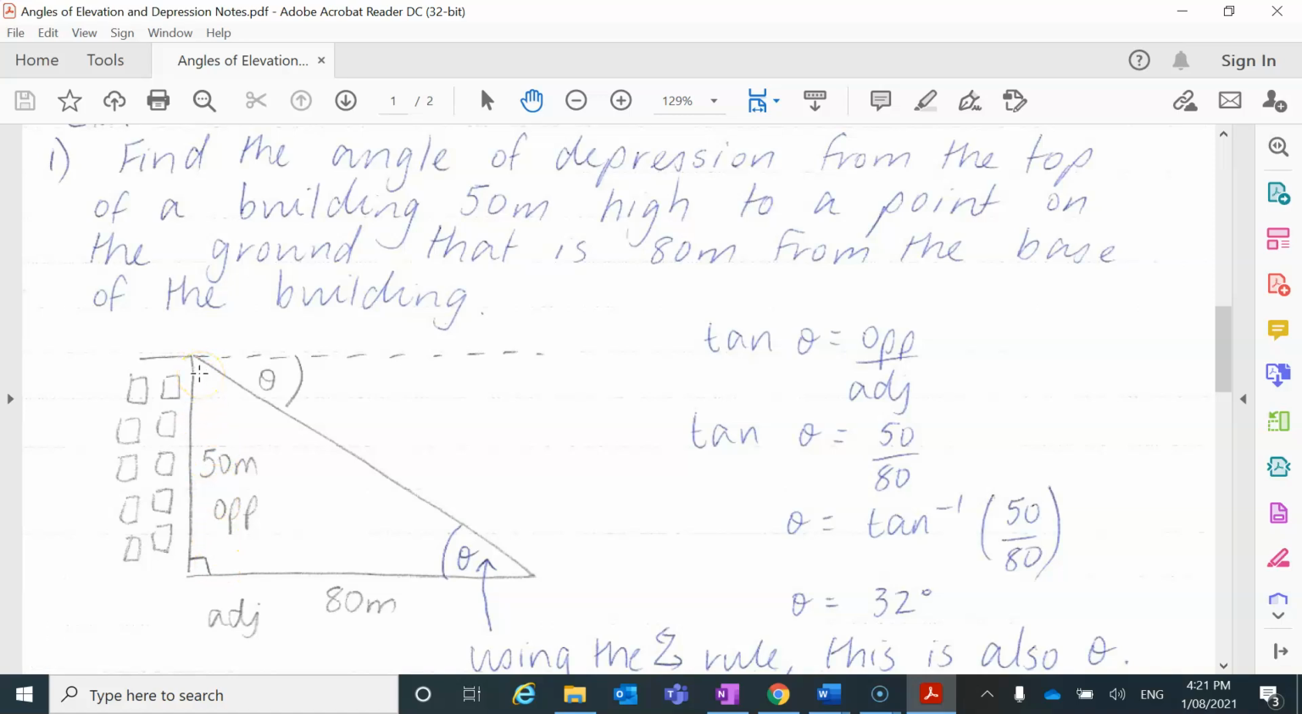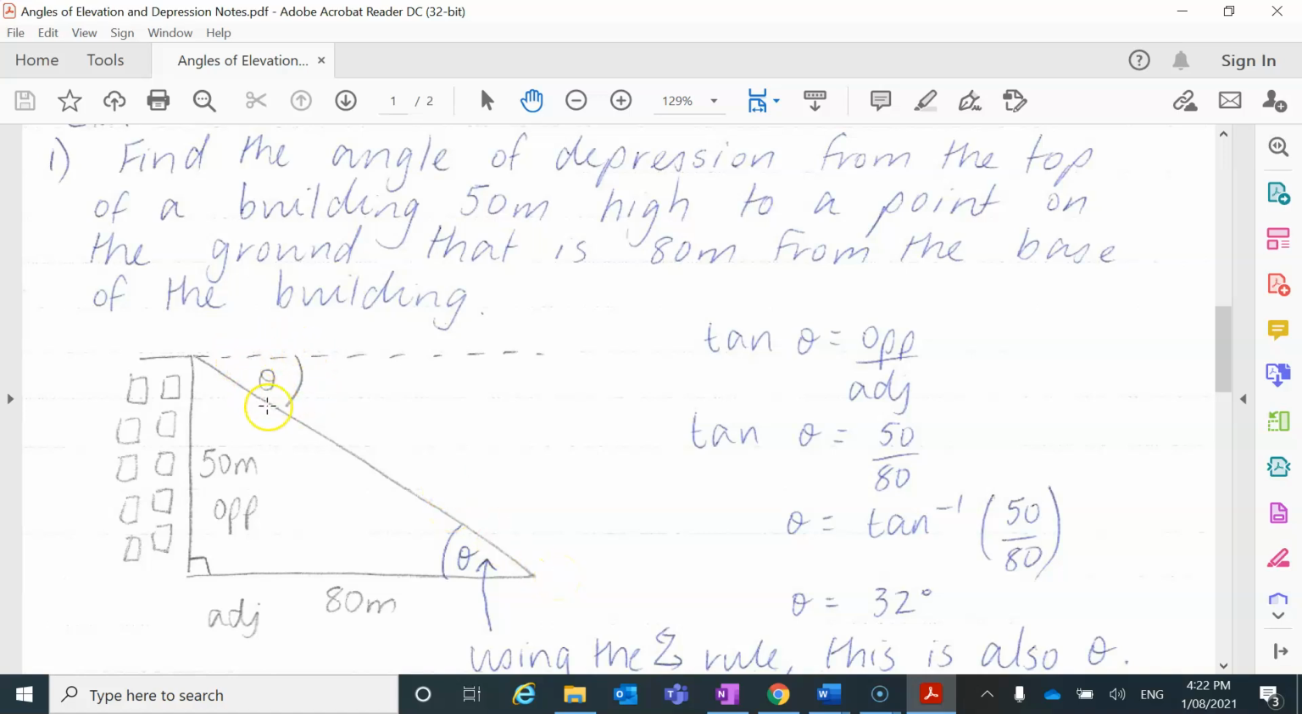Because we're looking for an angle of depression from the top of the building, we're taking our angle of depression from this point here. The angle of depression is defined as from the horizontal. So if we look straight out from that point, this is our horizontal, and then we have to go down to see that point on the ground over here. So this is the angle of depression. A really common mistake in this unit of work is that students try and put the angle of depression in here. It must always be from the horizontal down to the object you're looking at that is below you.